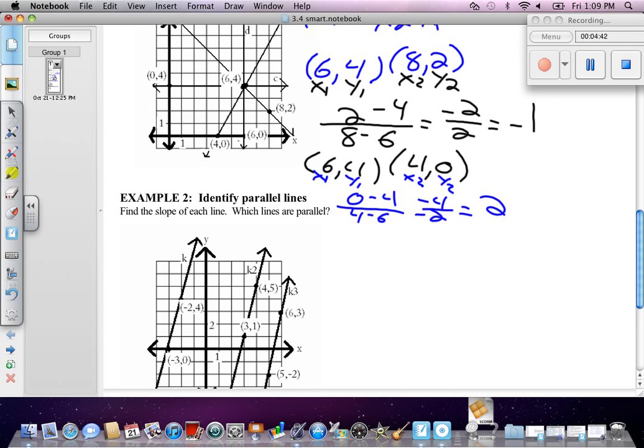All right, so we are going to figure out the slopes for these 3 lines and figure out which ones might be parallel to each other. Do you guys want to see it the graphic way?